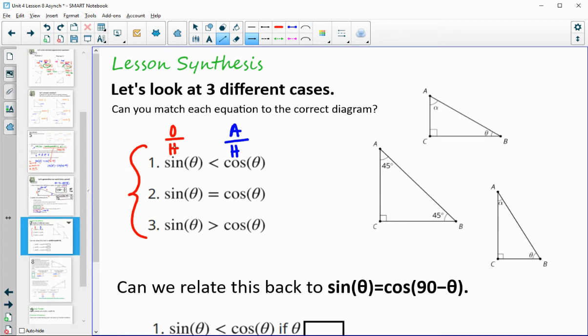All right, so the hypotenuse in each case will stay the same. The hypotenuse doesn't change. So we're looking at the opposite side divided by the hypotenuse versus the adjacent side. We want the opposite side to be smaller for the sine to be smaller. So in this case, opposite over hypotenuse is going to be smaller than adjacent over hypotenuse. So this one matches with the first triangle here.